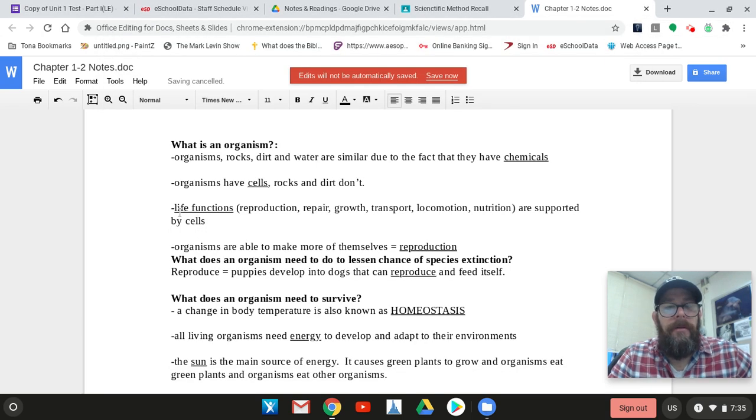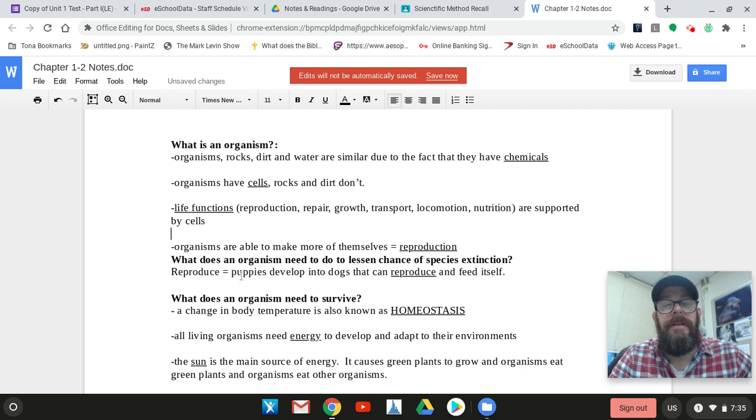All right. So life functions. We already covered that. Again, reproduction, repair, growth, transport, locomotion, nutrition are supported by cells. Organisms are able to make more of themselves, which is known as reproduction.